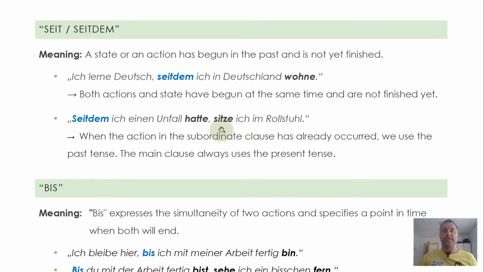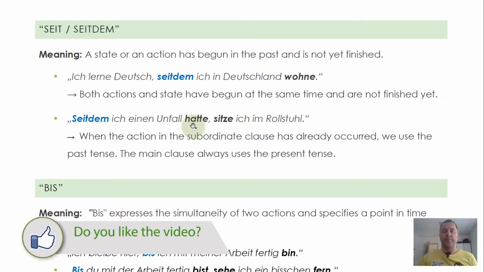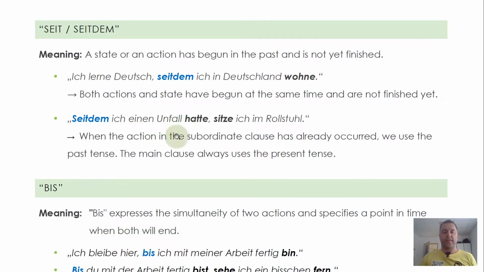Here, the action sitting in a wheelchair has started when the action in the temporal clause happened. This is a finished thing because it was a one-time incident. The accident is finished now. So that's why we're using the past tense here. But if this action or the state we're talking about in the temporal clause is still ongoing, we use present tense. Remember, present tense for everything that's still ongoing, and if it has happened, we use the past tense here.